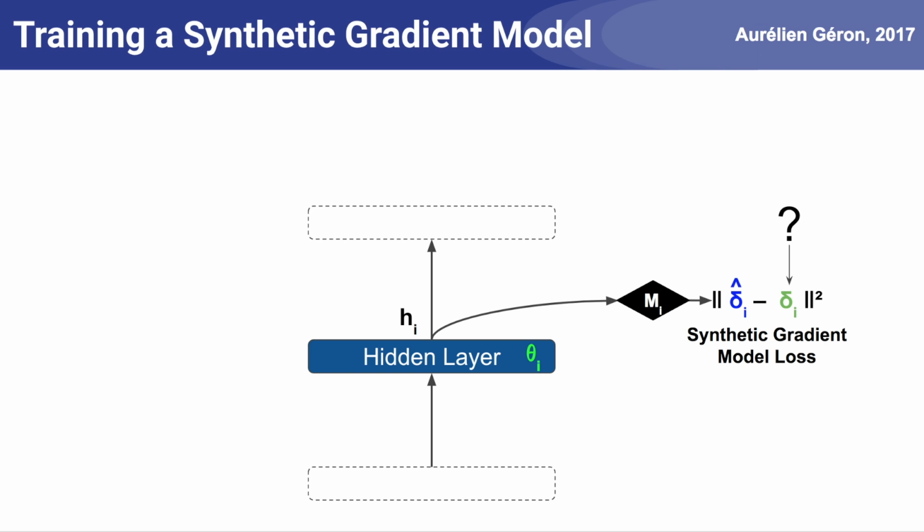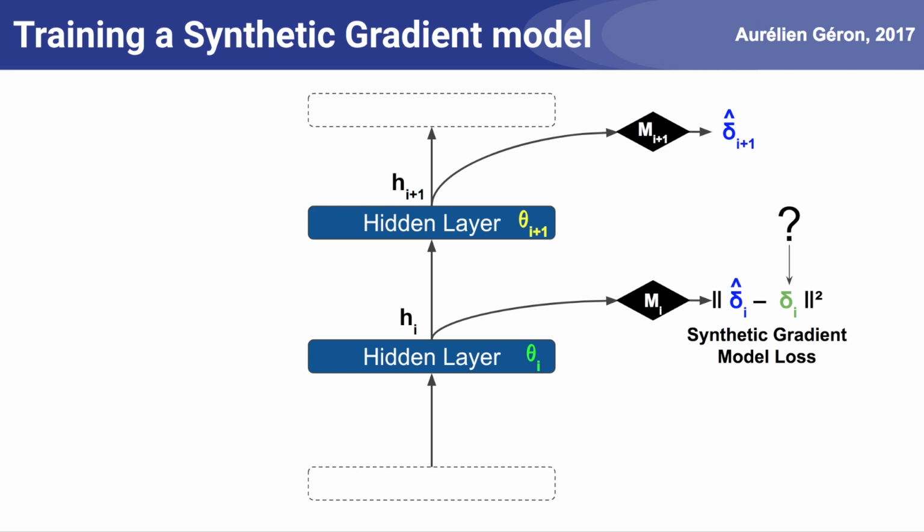But this begs the question, how do we compute the true gradients delta I? If we need to wait for the loss function to be computed and for the true gradients to flow backward through the network, then we have somewhat defeated the purpose of synthetic gradients. Fortunately, there's a neat trick to avoid this. We can just wait for the next layer to compute its synthetic gradients delta I plus 1 hat, and then we just backpropagate these synthetic gradients through layer I plus 1. Okay, this does not really give us the true gradients delta I, but hopefully something pretty close.